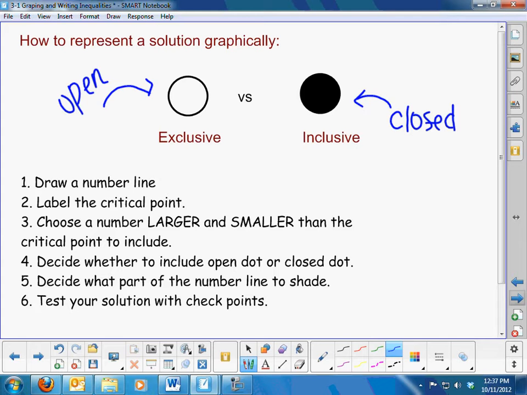I'll show you an example and this will make more sense. We're going to decide if our dot's going to be open or closed, decide which part of the number line to shade, and then we're going to test what we have drawn and see if it's correct.